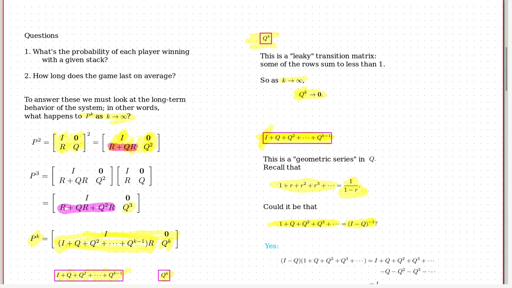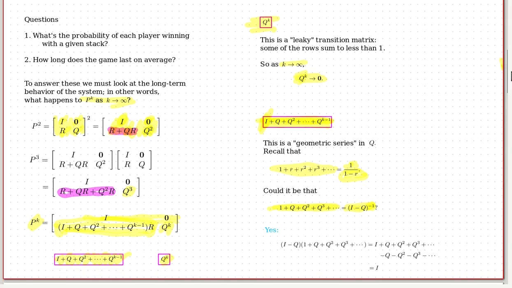I'm going to show you maybe a slightly simplified proof of this. Let me move my page. There we go. To check that, we ask: is it true that if you multiply I minus Q times the infinite series, you actually get I? That would prove that they're inverse matrices of one another. Well, it's a pretty simple thing to do.